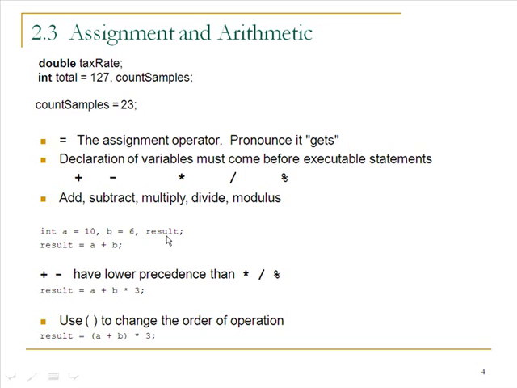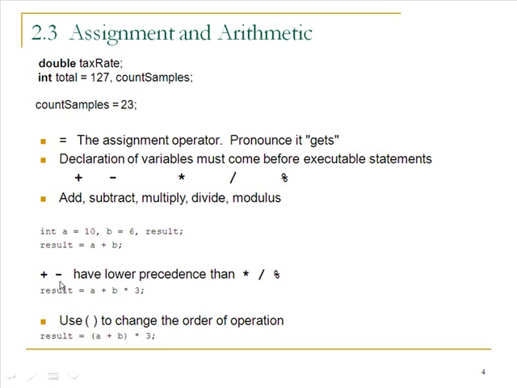int variable called result. If we write result gets A plus B, the value that's in A, which is 10, is added to the value in B, which is 6, and then the assignment happens and the variable result now has the value 16. Operators have a precedence, the same as in algebra.